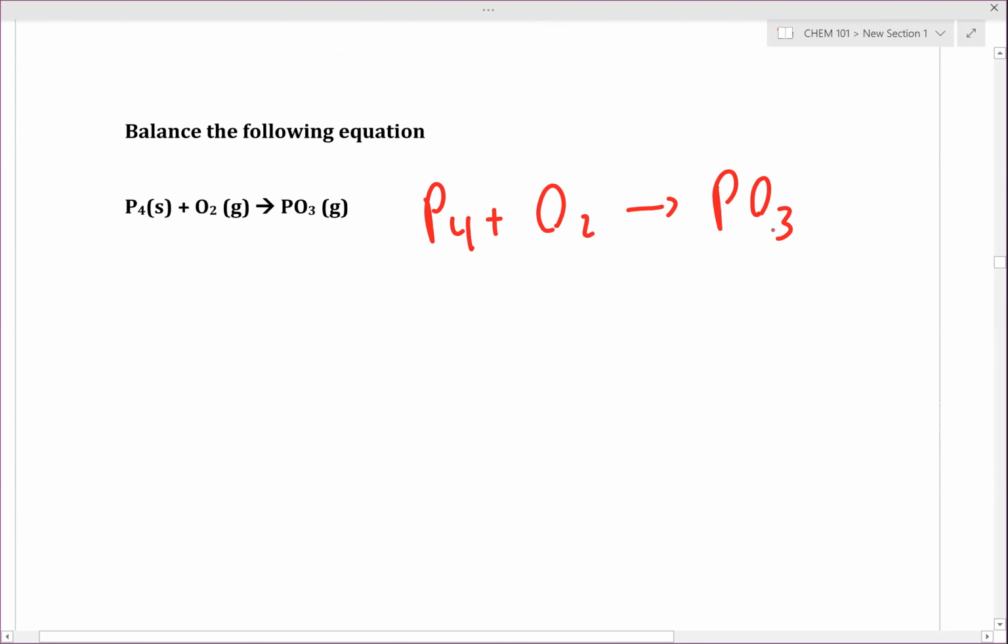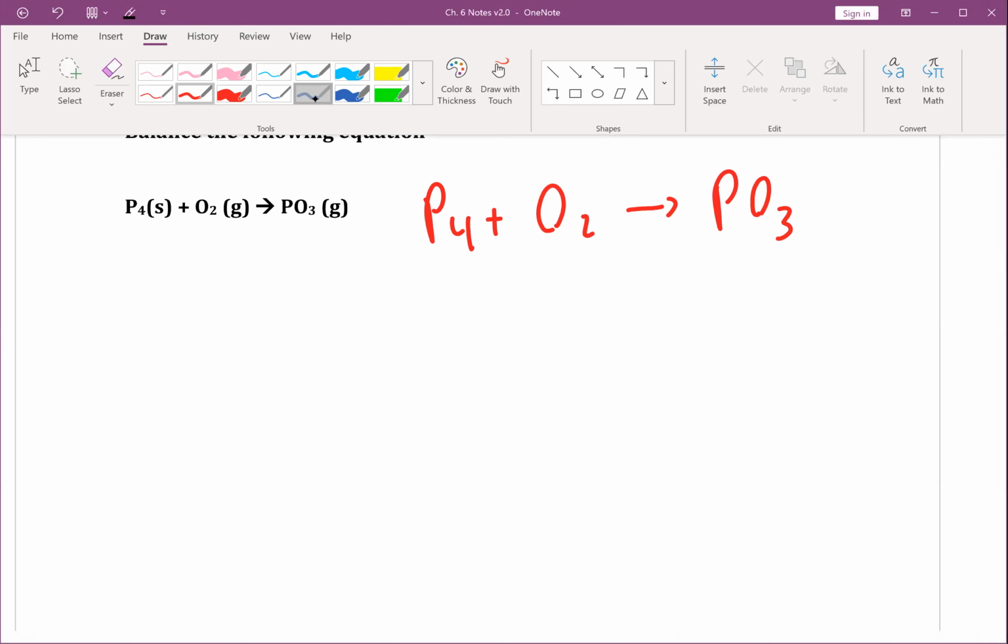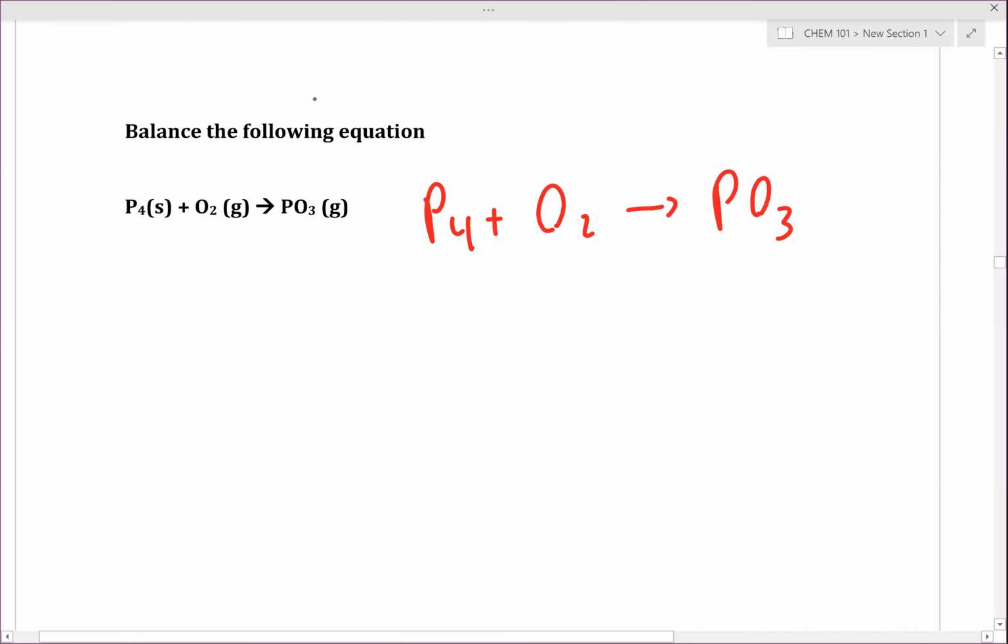Now, the trick in half notation is that you're going to play a guessing game where you balance everything except your pure element first. So in this case, we have how many phosphoruses on the left? 4. So how many phosphoruses do we need on the right? 4. So we can guess a 4 for phosphorus trioxide. And now if we have 12 oxygens on the right, how many would we need on the left? 6. Okay, this is a perfectly valid method of balancing this equation.